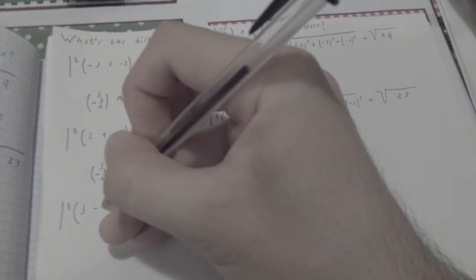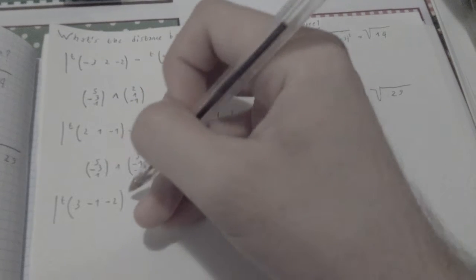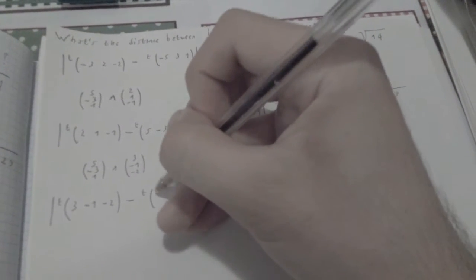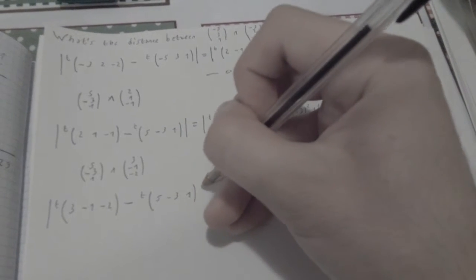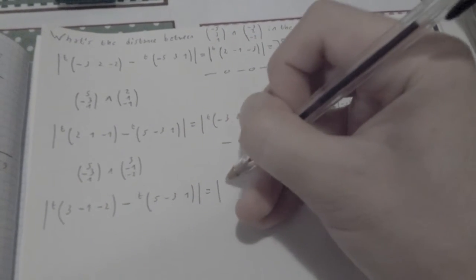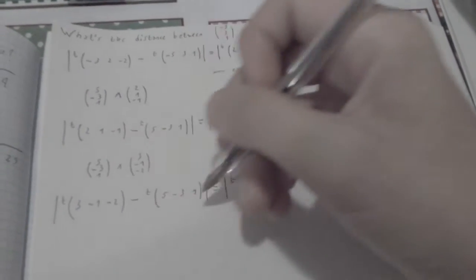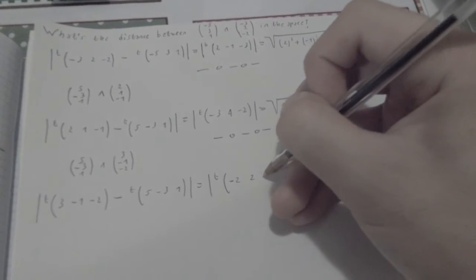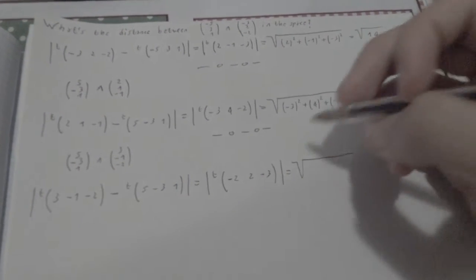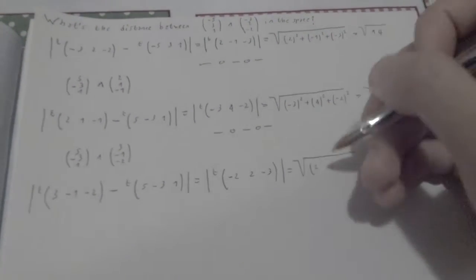The points are (5, 3, 1) and (3, -1, -2). As I said, always start with the second one, so it's going to be (3, -1, -2) minus the first one, (5, -3, 1). I'm going to subtract each and every term, so -2, then 2, -3, and then we take the square root of the sum of each one squared.